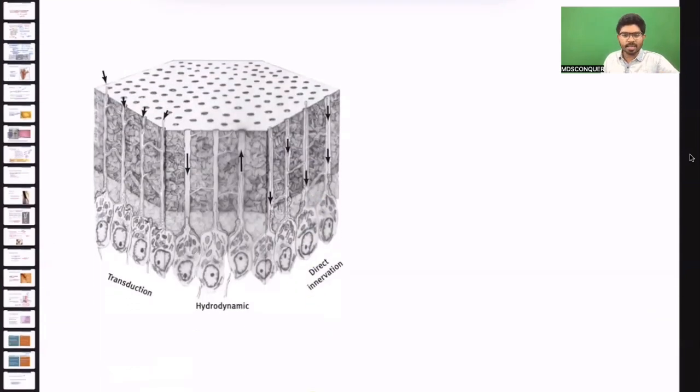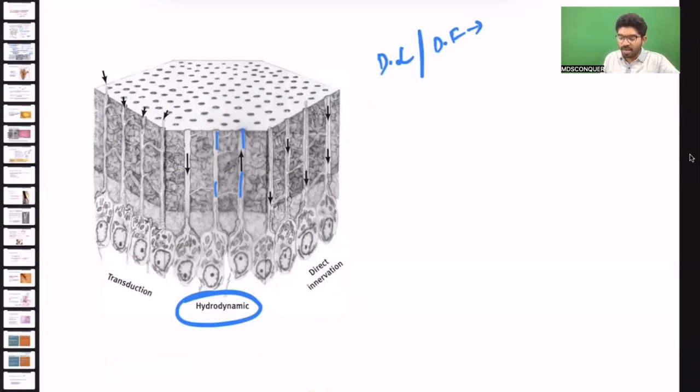So this is a diagram that is given. So most accepted theory is hydrodynamic theory. What happens in hydrodynamic theory? Hydrodynamic theory is basically the movement of fluid. We told you, right? Dentinal lymph or dentinal fluid is going to move, that stimulates the nerves, causing pain. So this is called as hydrodynamic theory.